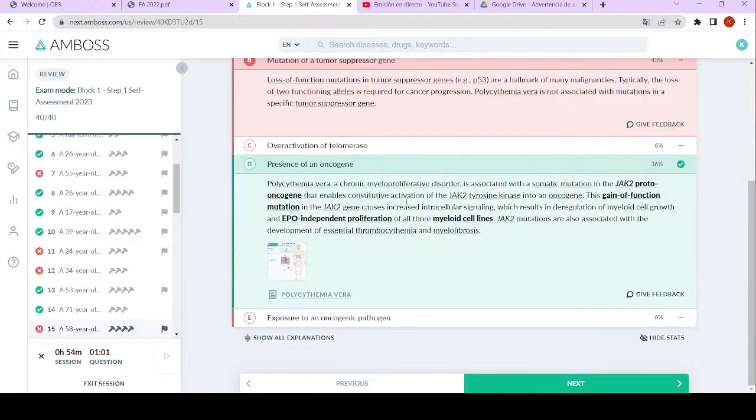So PV is a chronic myeloproliferative disorder that is associated with the JAK2 proto-oncogene that enables constitutive activation of JAK2 tyrosine kinase into an oncogene. The gain of function mutation in the JAK2 gene causes increased intracellular signaling, which results in a dysregulation of myeloid cell growth and EPO-independent proliferation in all the myeloid cell lines.